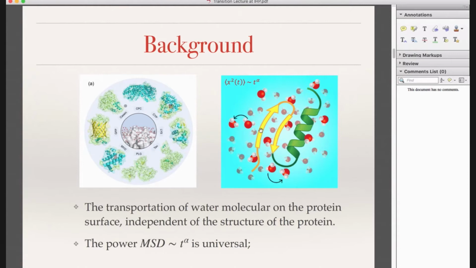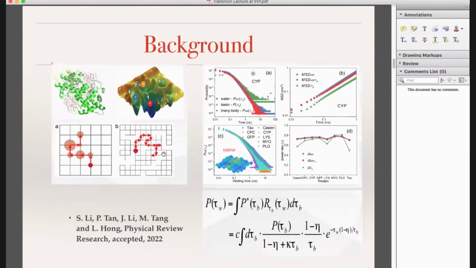The water molecules can either be near the protein surface and jump out to the bulk water, or they can transport near the protein. What they observed, quite surprisingly, is that the diffusion power for all these 8 different kinds of proteins is the same, no matter what the protein structure really looks like.